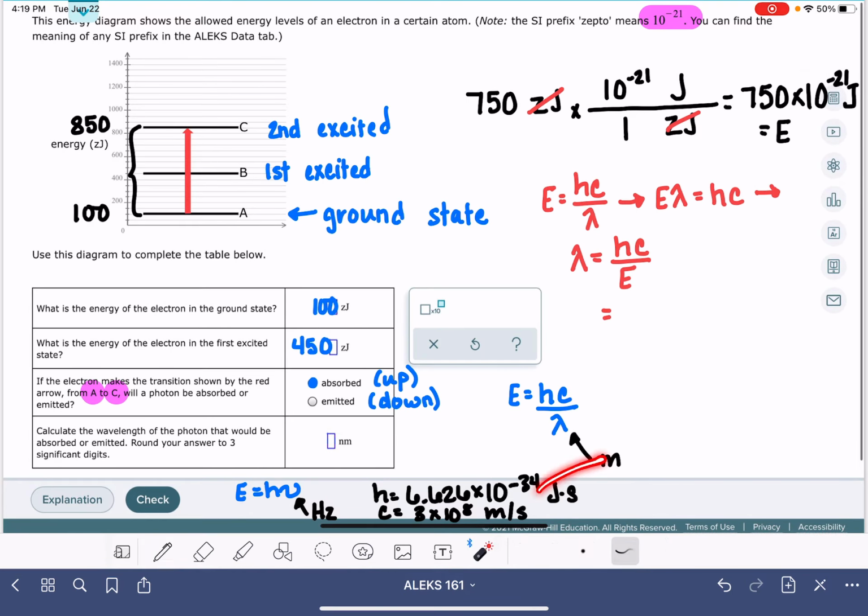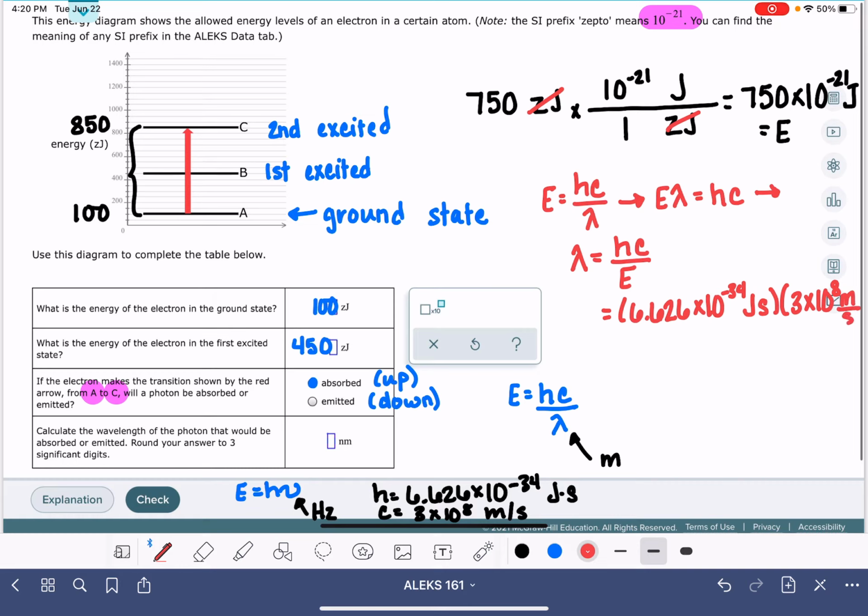H, again, that's Planck's constant, 6.626 times 10 to the negative 34. It's a pretty common constant. Your calculator might have this number programmed into it. Also, ALEKS's calculator, which is with this little tab up here, has these constants programmed into it as well, which is a little bit of a time saver.